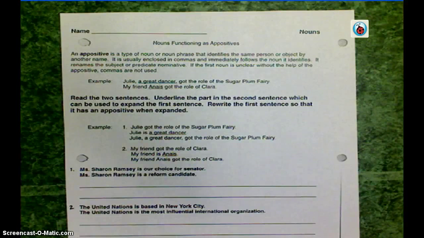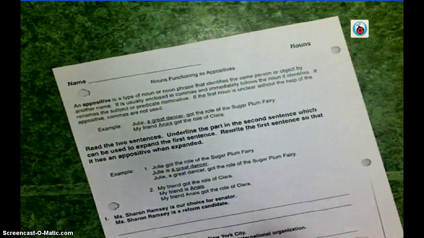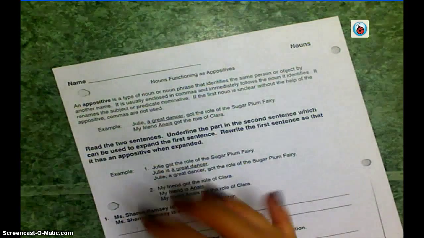So the first thing I'm going to do, and I'm sorry I have to tilt my paper and move it around because I'm a lefty, and that's what happens.